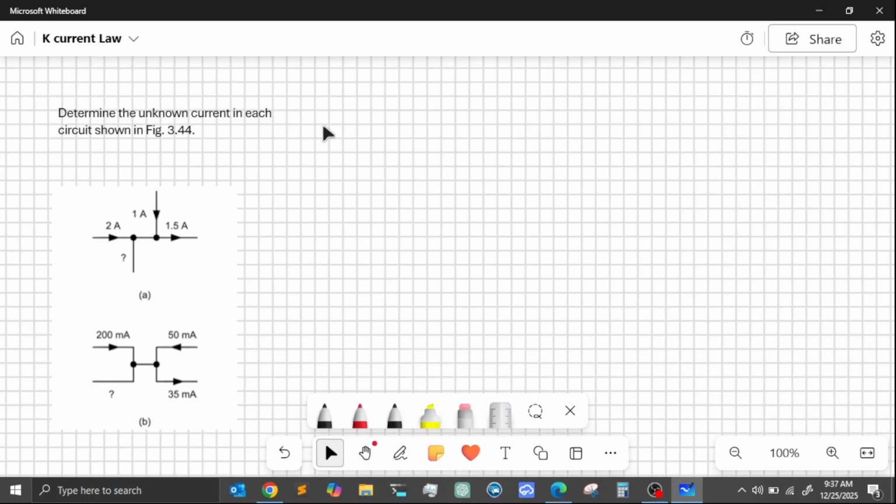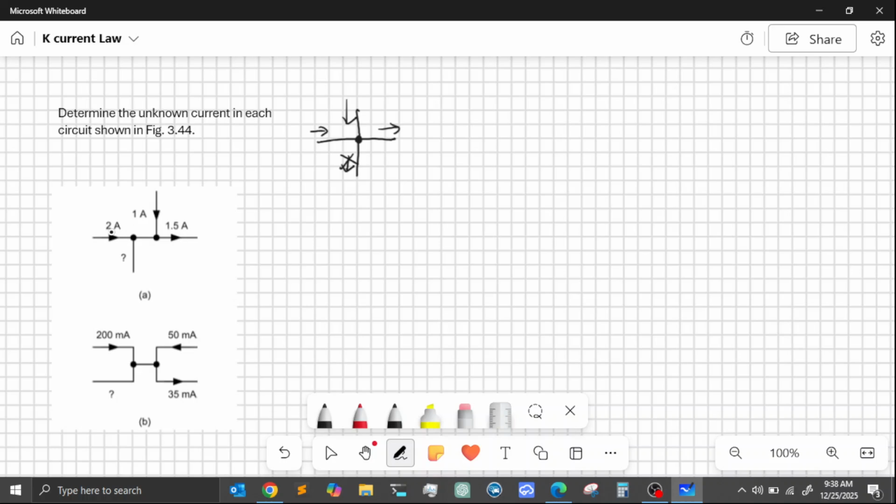Alright, so the exercise says determine the unknown current in each circuit. I know it's a little bit tricky, but you can represent this to be something like this. This is the node. You have one current coming here. You have another current coming in this direction. You have one leaving and one leaving in this direction. So you have two coming in. Actually, we don't know if this one is leaving or coming, but we know these three, and we need to calculate this current here.